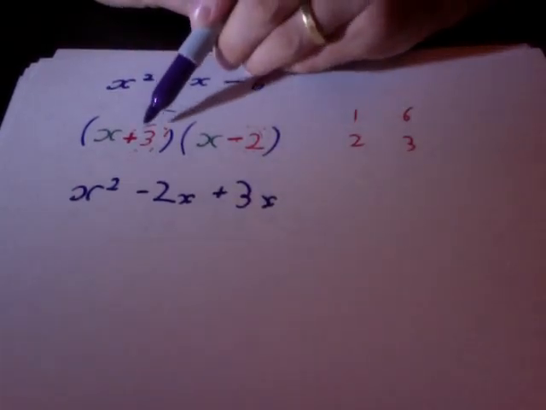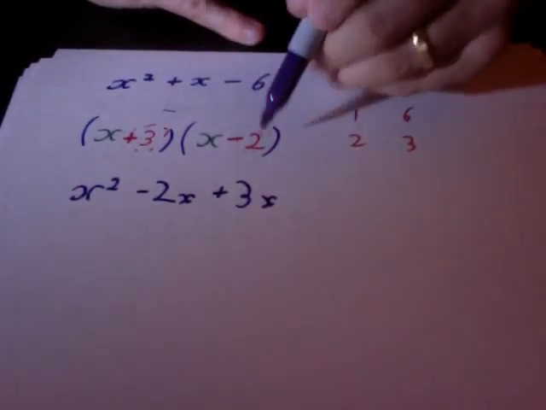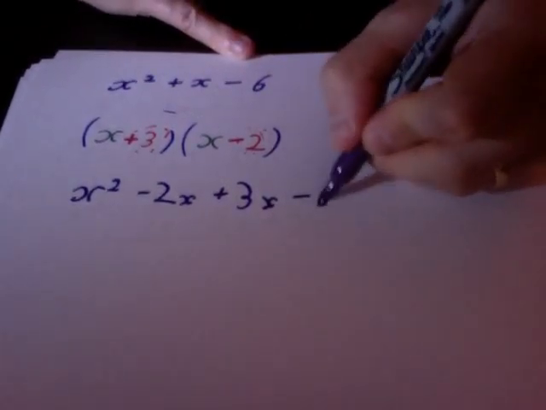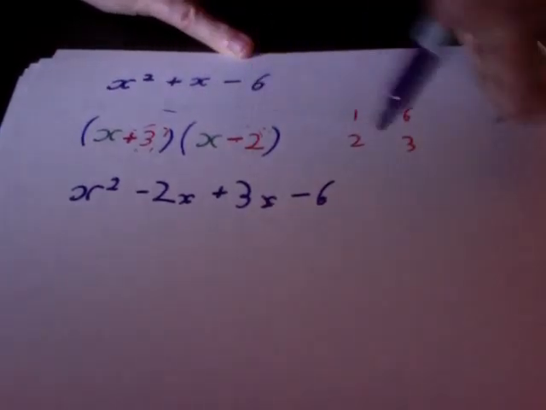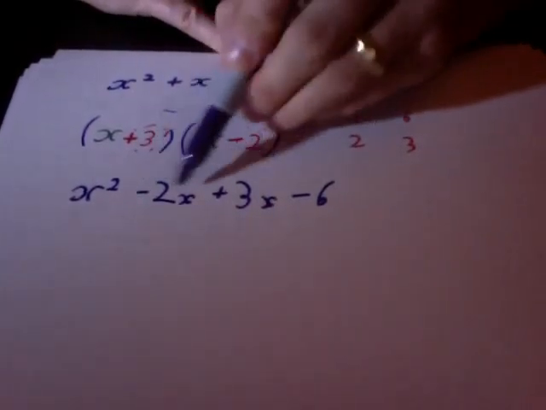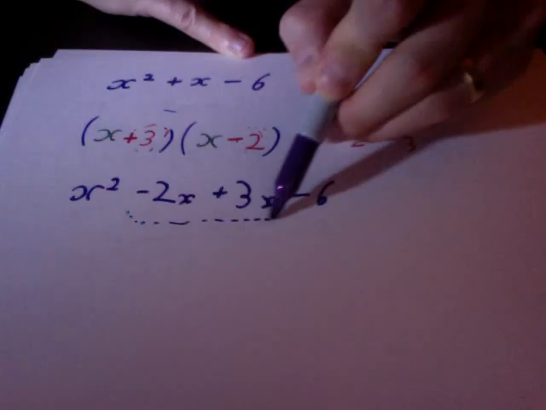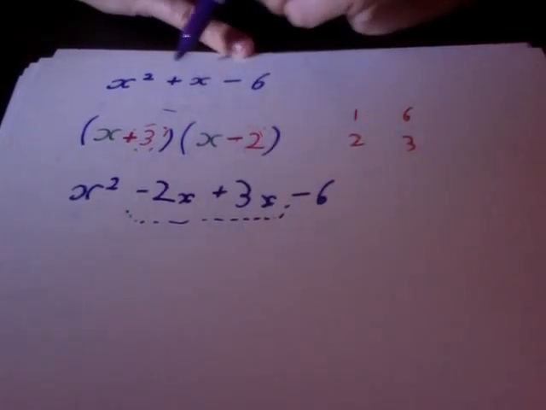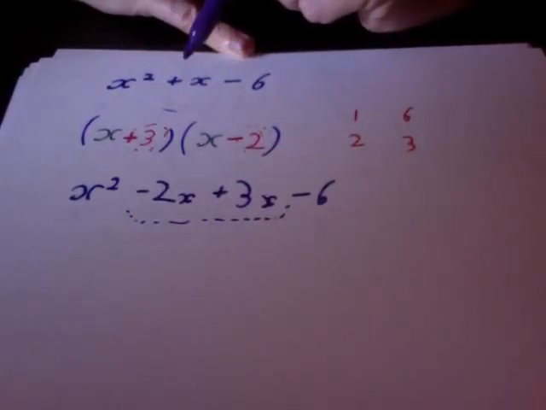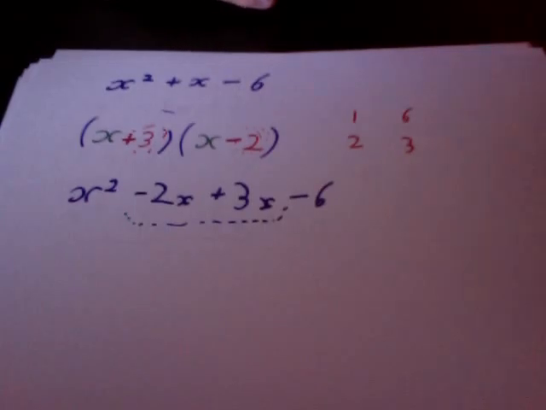And then the last pair, the plus 3 times the negative 2, gives us that negative 6, the positive times by negative being a negative. And of course the negative 2x and the positive 3x combine to make that positive x that we wanted in the first place. Okay, hope that makes sense. So by now hopefully you've got the hang of it.